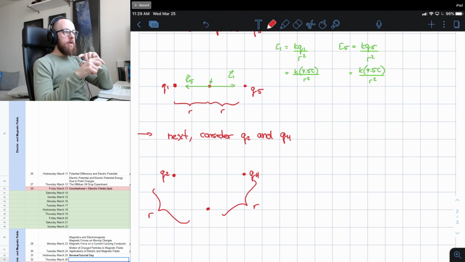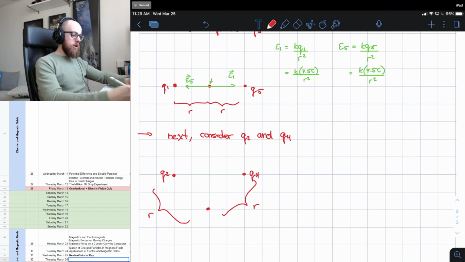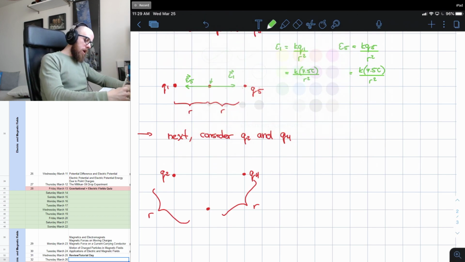But this time we have to be a little bit careful. We still assume that they're both positive charges, and they're both the same charge. So when we plot the electric field, the electric field from Q2 will point down in this direction, so this is going to be E2. And the electric field from Q4 will point in this direction, so this will be E4.